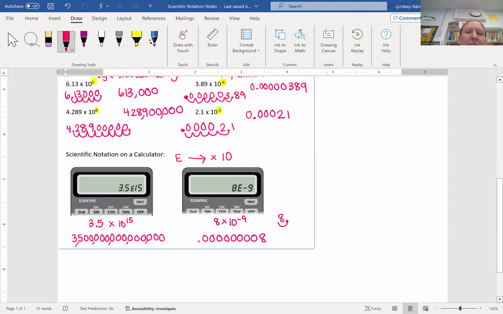Okay, so hopefully this isn't too bad. We're going to do some practice, but just remember: positive exponent, big number; negative exponent, tiny decimal.